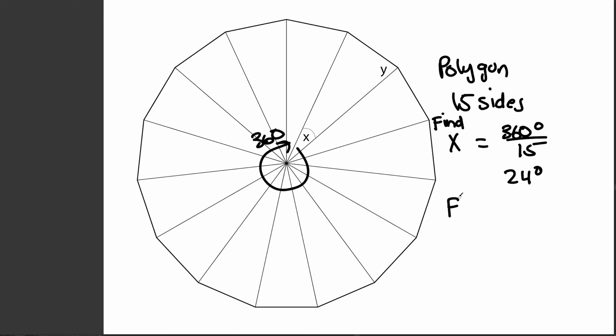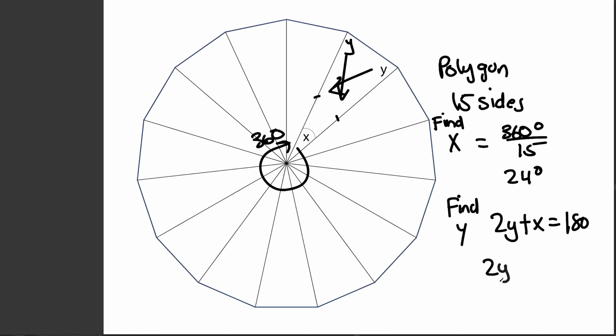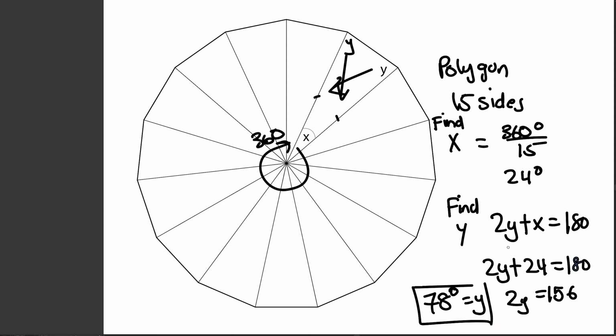Alright, so in order to find y, assume that this side and this side are going to be congruent to each other. So what we have here is going to be an isosceles triangle. So we have 2y plus x is equal to 180. And if you don't know where I got that second y from, I got it from here. Since it's going to be isosceles, this side is going to be equal to this side, and the angles are going to be the same as a result. So we get 2y plus 24 is equal to 180. And then let's subtract that 24. 156 is equal to 2y. And then we have 78 degrees is equal to y. So that's the final answer. All right.